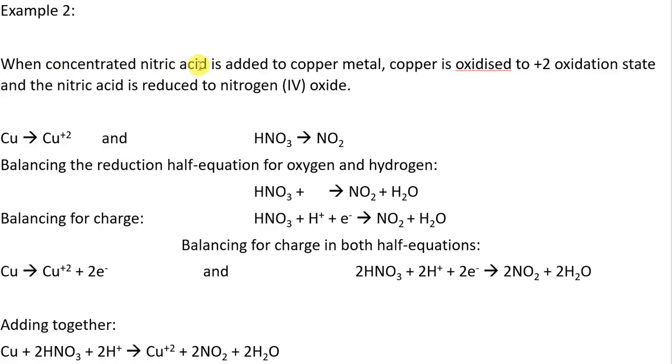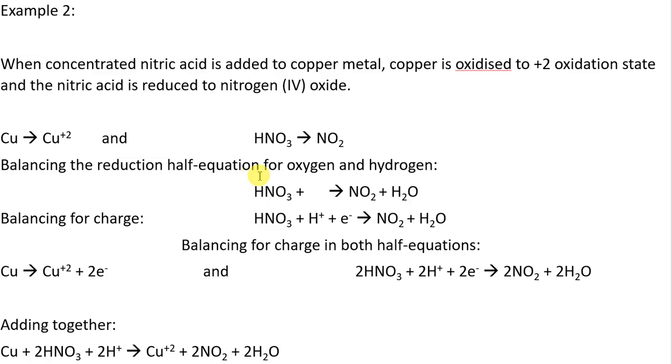Another example. When concentrated nitric acid is added to copper metal, copper is oxidized to a plus 2 oxidation state, and the nitric acid is reduced to nitrogen 4 oxide, that's NO2. So I've just written down here what was given. I look at my copper, all I need to do there is to balance in terms of electrons. For the HNO3, there's more work to be done.